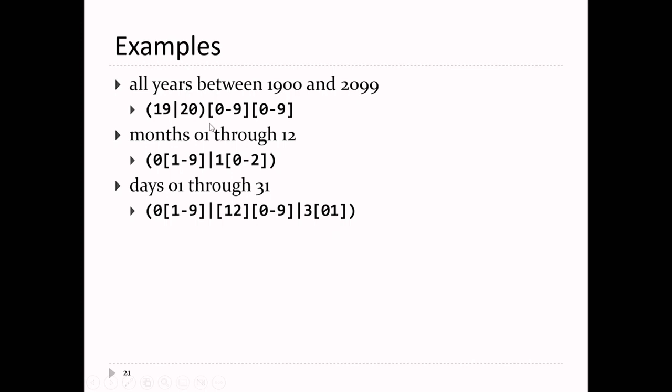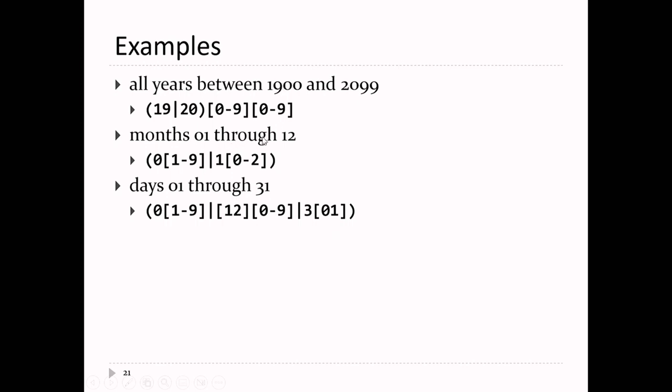Closing round brackets. What's the regular expression before the bar? Well, it's 19. What's the regular expression after the bar? It's 20. So it matches either 19 or 20, followed by a digit between 0 and 9, followed by a digit between 0 and 9. So that gives you all the years between those two years.